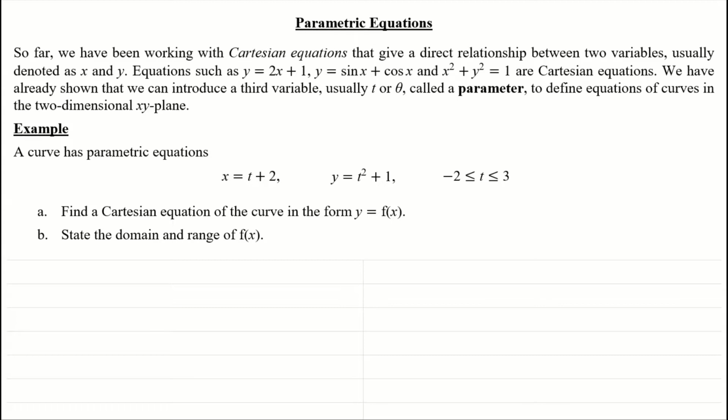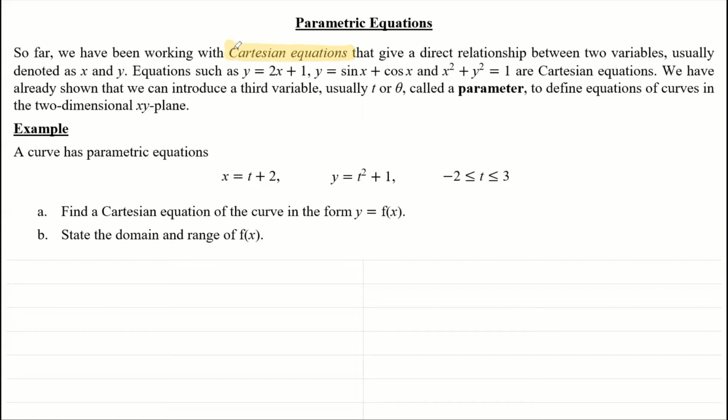So it says, so far we have been working with Cartesian equations. As I've stated already, Cartesian equations deal purely in terms of x and y, although you can call the variables different names, but more generally speaking, the xy plane. These give a direct relationship between two variables, usually denoted as x and y. Equations such as y equals 2x plus 1, y equals sine x plus cos x, and x squared plus y squared equals 1 are Cartesian equations, purely because they contain the two variables x and y.